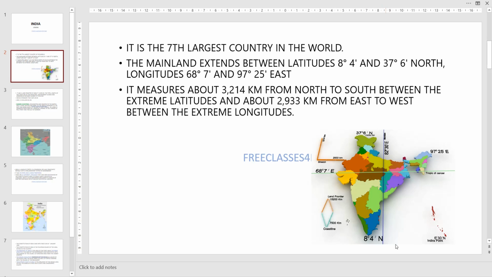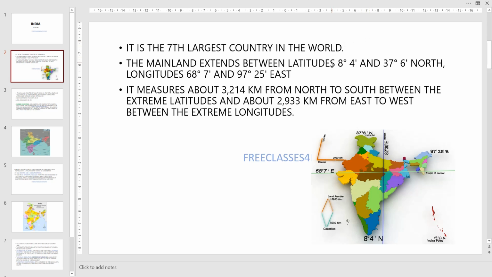So, if we consider the mainland, what is the meaning of mainland? It means I am not including the islands. I am just measuring the mainland of the country. It is between the latitudes 8 degrees 4 minutes north to 37 degrees 6 minutes north.